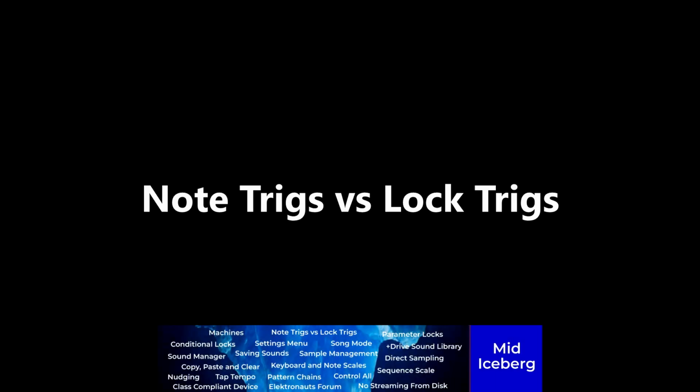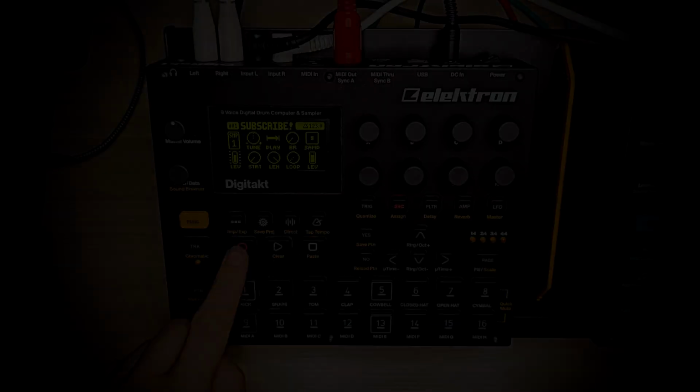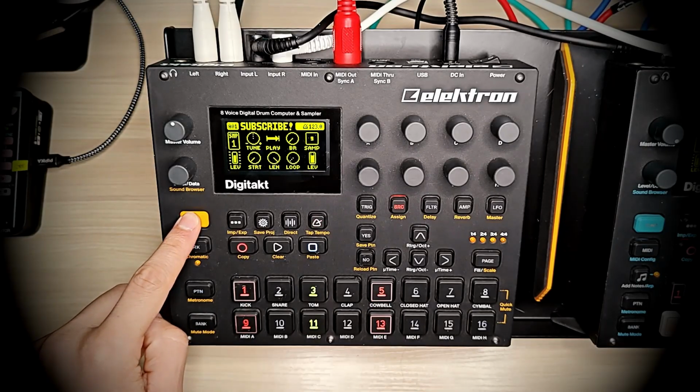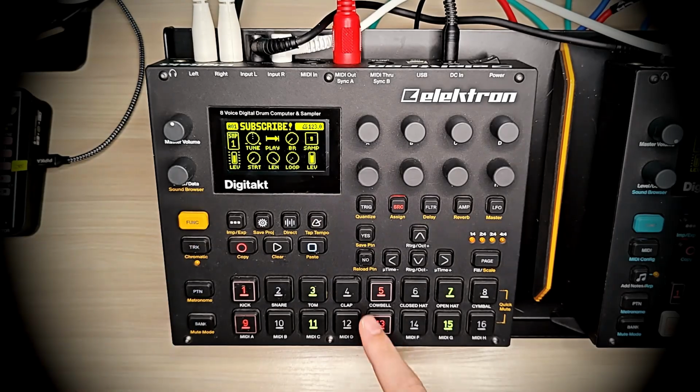Note trigs versus lock trigs. You can insert 2 different types of trigs in a sequence, note trigs and lock trigs. Note trigs are the normal trigs that you insert in the sequencer to play a sound. The lock trigs are trigs that do not play sounds and only contain parameter lock information. For example, do you want to change the filter cutoff without having to add a note? Then you can use the lock trig.